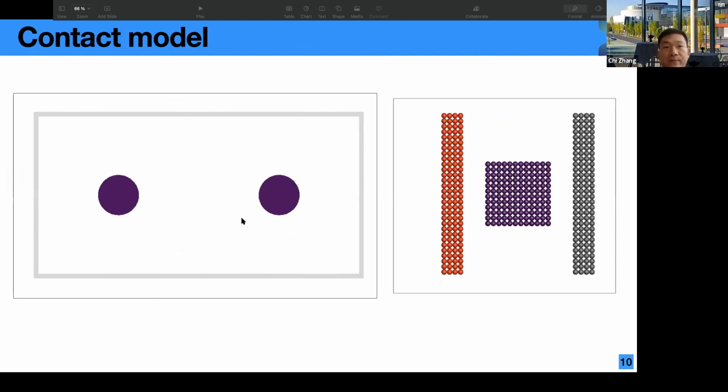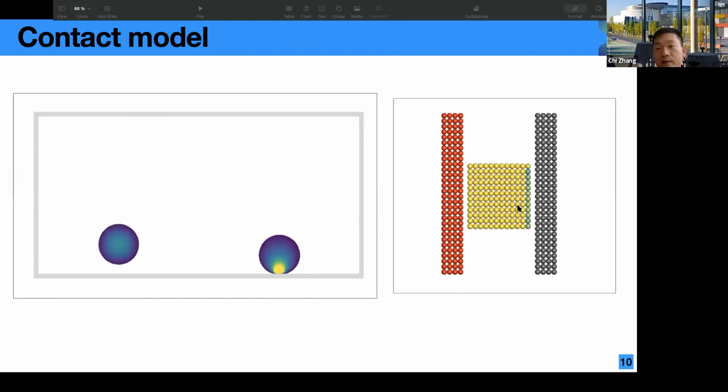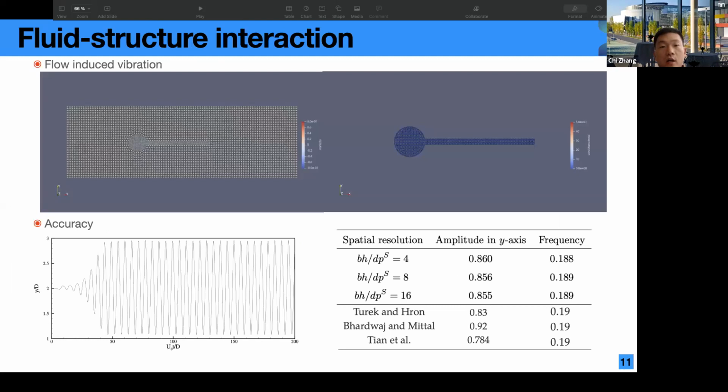We have also developed a contact model for the interaction of, for example, an elastic structure with a wall, and also the compression of a cubic muscle. With this contact model, we can do a lot of applications, for example, in bioengineering. Also, SPHinXsys can do some fluid structure interaction.